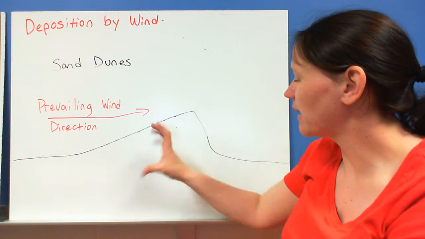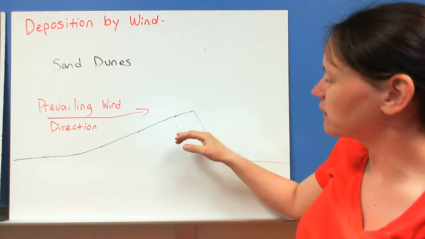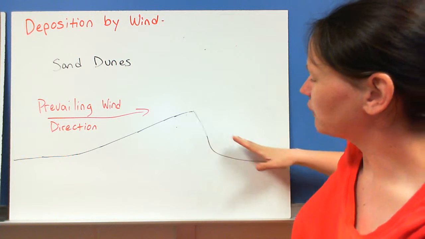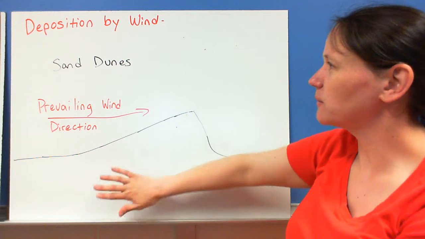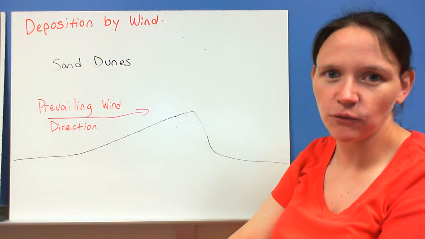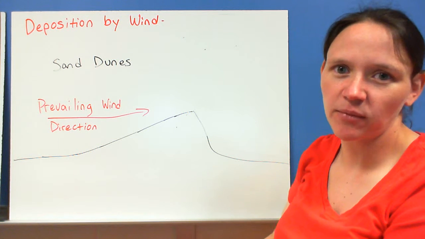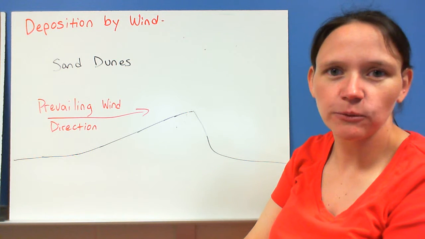So, I mean, this could happen in either direction. If the wind was coming this way, then it would be a lot flatter here and then would drop off on the other side. So you need to be able to identify the direction of the wind based on how the sediment is deposited along sand dunes.